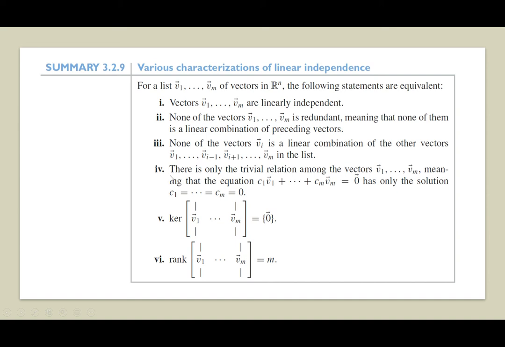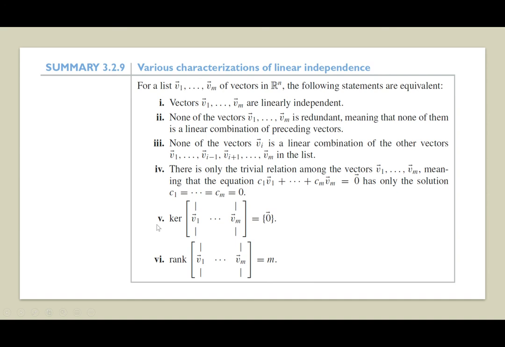This number 4, there's only the trivial relation among the vectors. What your book means by that is that this equation, C1v1 plus up to CmVm equals 0, only has what's known as the trivial solution, where all the coefficients are 0. Okay, so this is our 3.2.7 that we already proved.